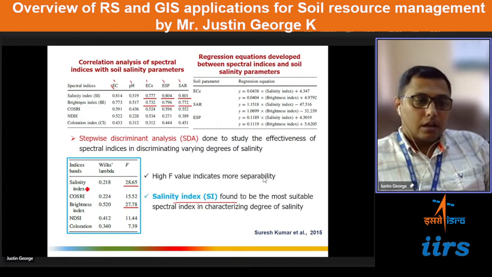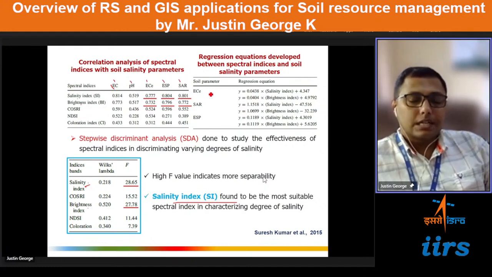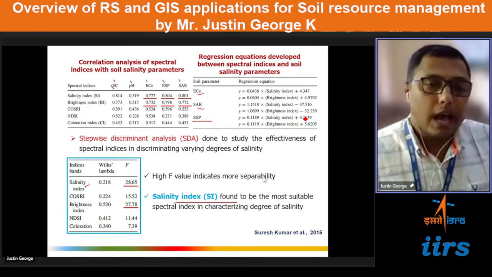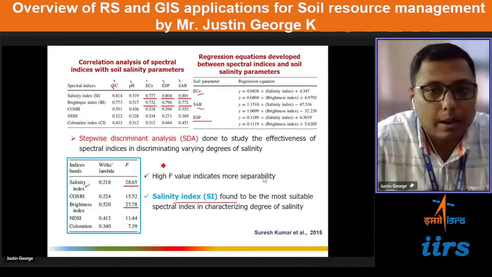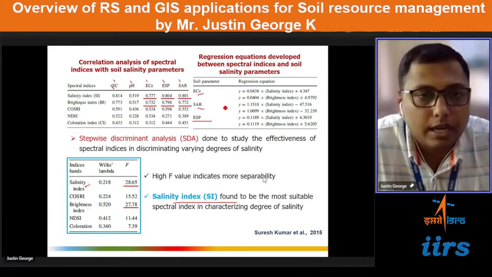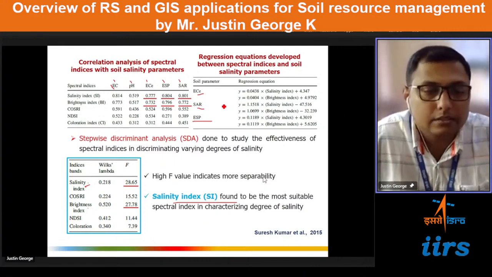So once they identified the most sensitive spectral indices, that is the brightness and salinity indices, they generated various regression equations for the prediction of soil salinity parameters: electrical conductivity, sodium absorption ratio, as well as exchangeable sodium percentage. As we have the spectral index value for the entire pixels, once we apply this regression equation, the spatial distribution of salinity parameters can be observed.